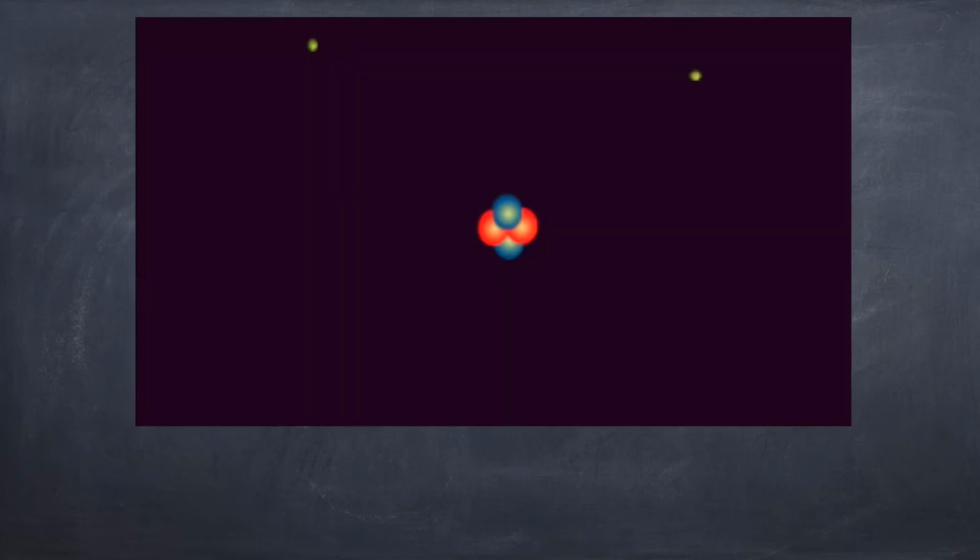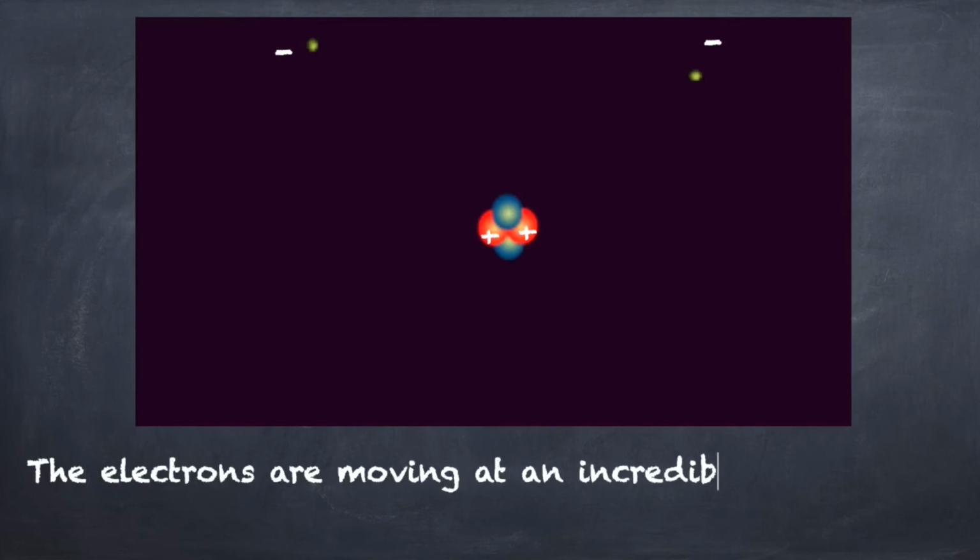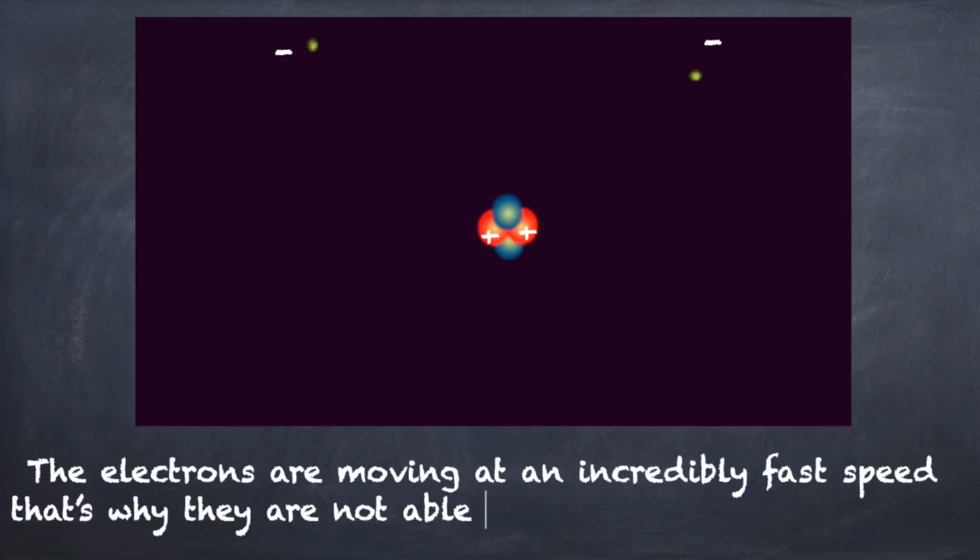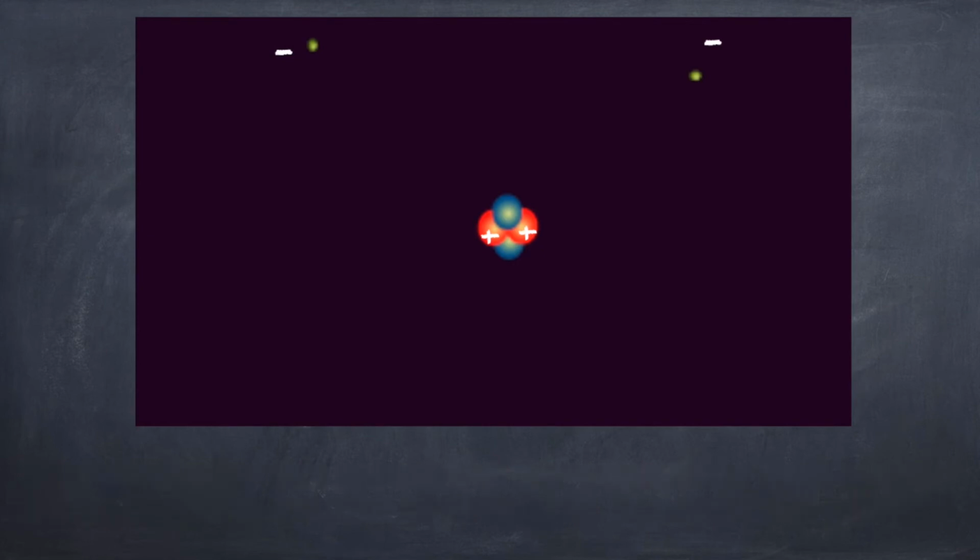Another question which could come to your mind is why don't the electrons get attracted to the protons? Because electrons are negatively charged, protons are positively charged. So why don't they crash into the nucleus? The answer is the electrons are moving at an incredibly high speed. They're very fast. That's why they do not pull towards the protons.